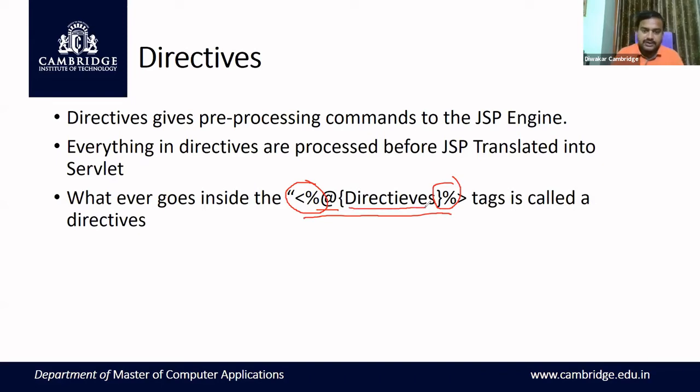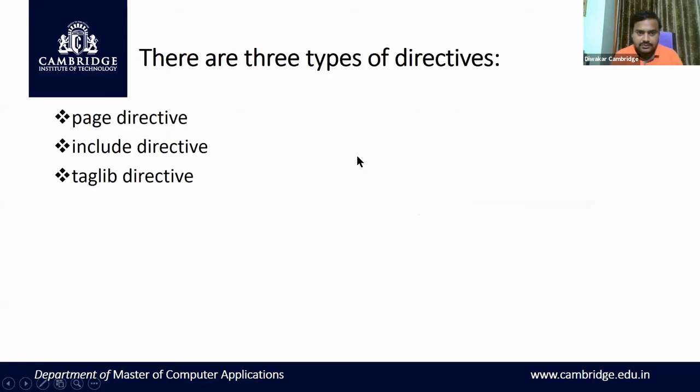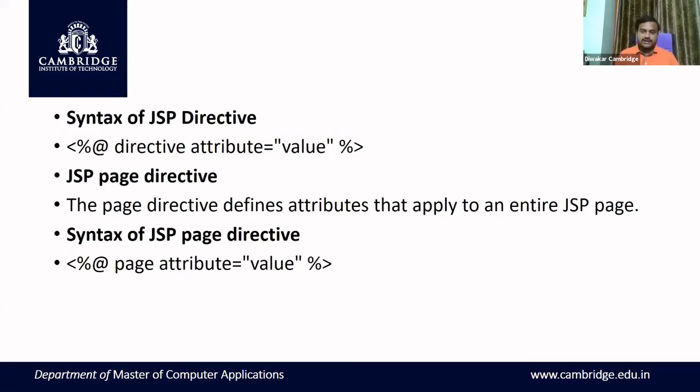Here we have three types of directives. One is the page directive, the second one is the include directive, and the third one is the taglib directive. We will see all three of these directives. The first one is the page directive.